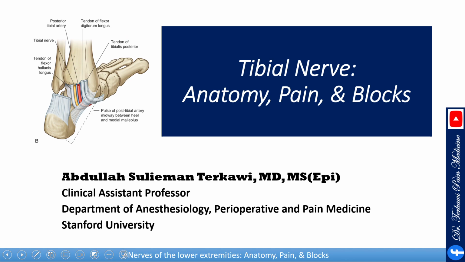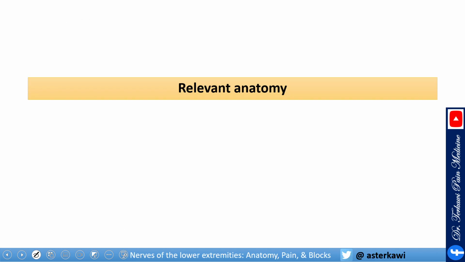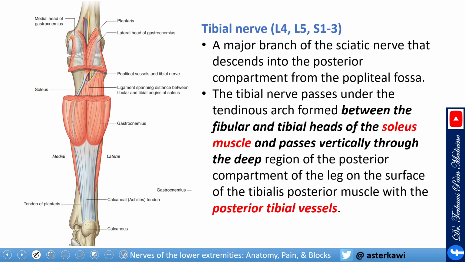Tibial nerve, anatomy, pain, and block. Let's get started with anatomy. So the tibial nerve originates from L4, L5, S1 to S3. It's a major branch of the sciatic nerve that descends in the posterior compartment from the popliteal fossa.